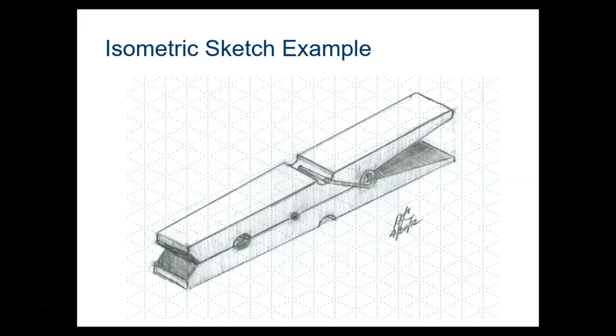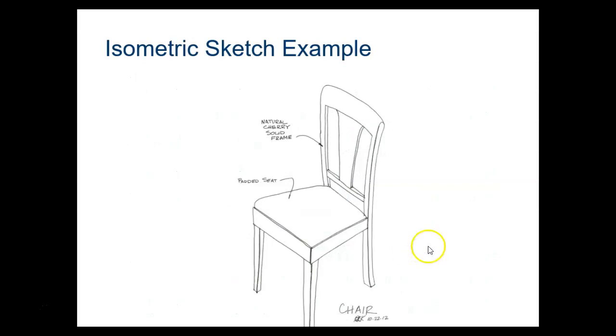Here we have an example of a closed pin drawn in isometric, and it has the angle. We see its front face, its left side, and its top. Go ahead and draw this exact sketch. Learn using the skills you just learned. Here's another isometric sketch example of a chair.